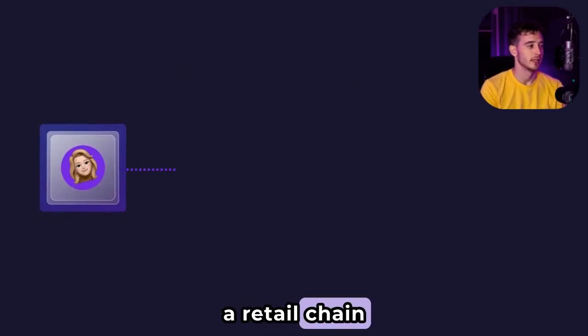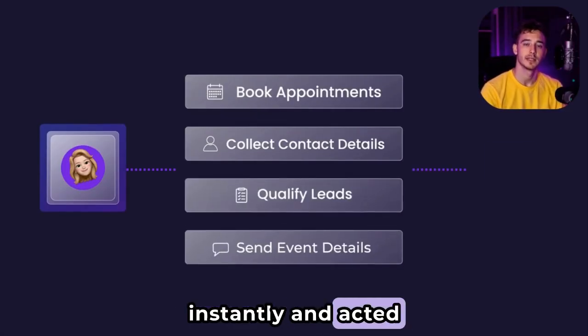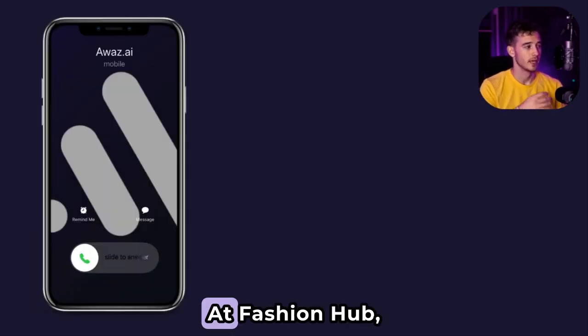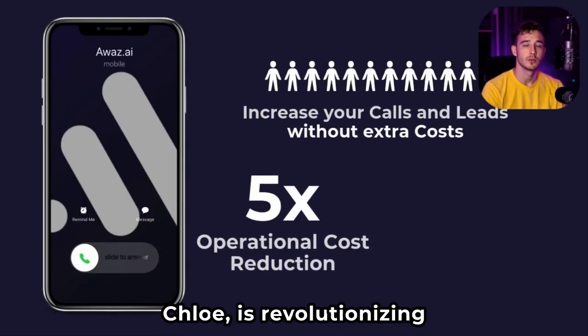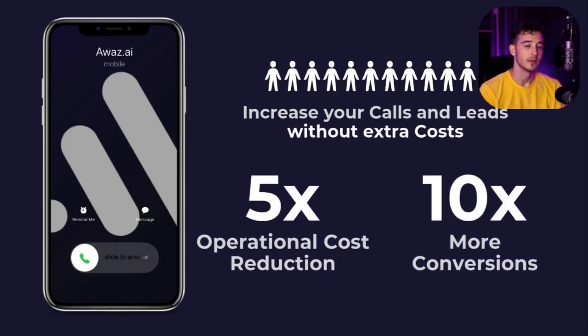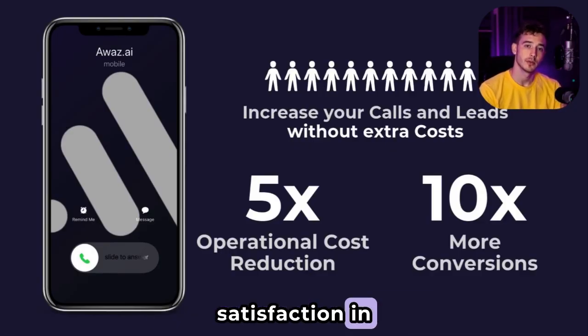Imagine a retail chain where every customer feedback is captured instantly and acted upon effectively. At Fashion Hub, our AI customer feedback collector, Chloe, is revolutionizing feedback collection, reducing delays, and enhancing customer satisfaction in real time.